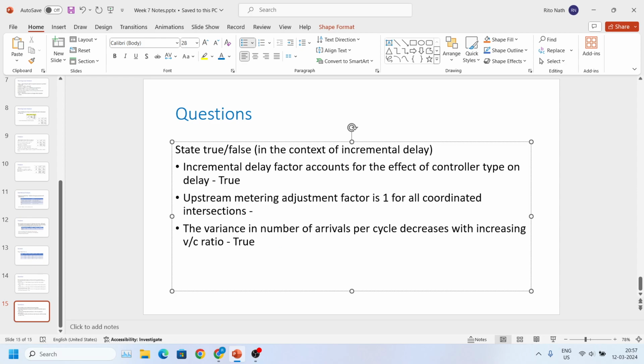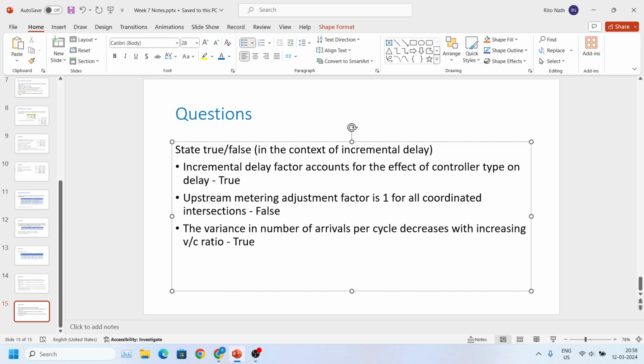And the other one is upstream metering adjustment factor is 1 for all coordinated intersections. I think this should be for all individual intersections. So this should be false. I didn't go into the discussion of these later portions, but I think there were very few questions related to this in the assignment. And this one, I don't think it was there in the assignment as well.